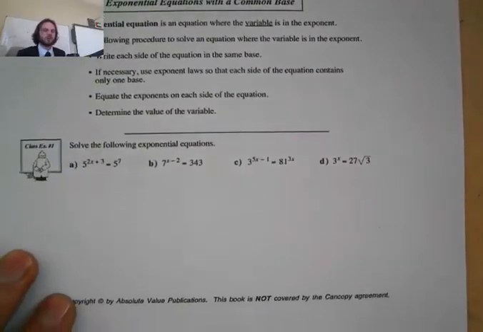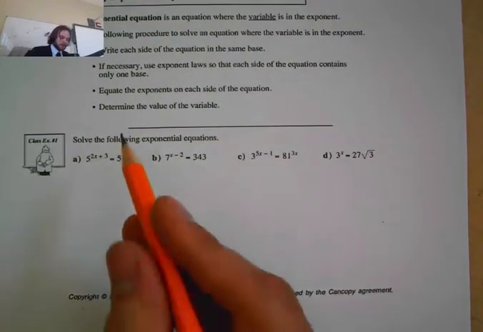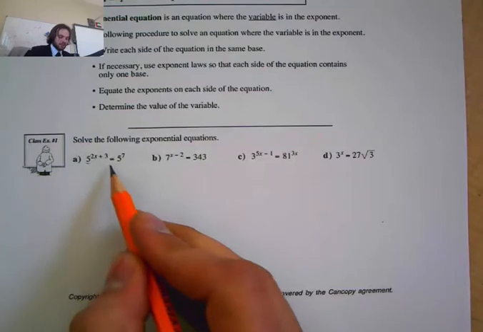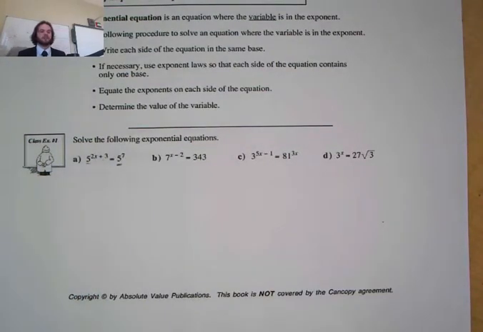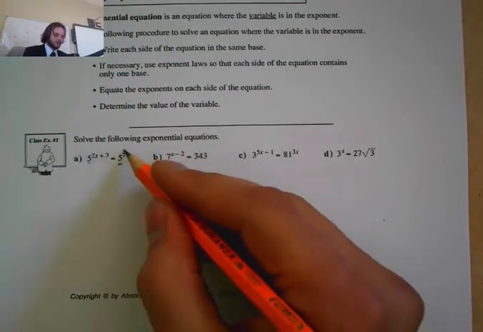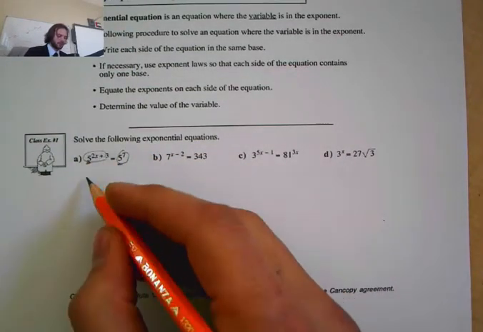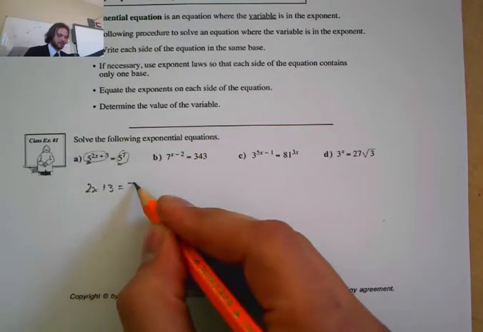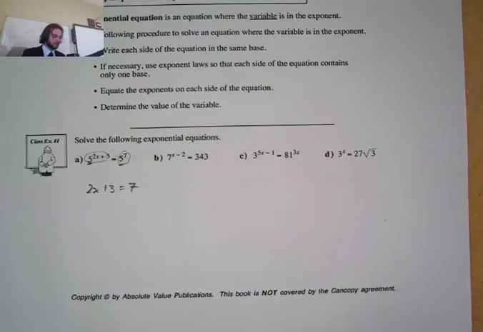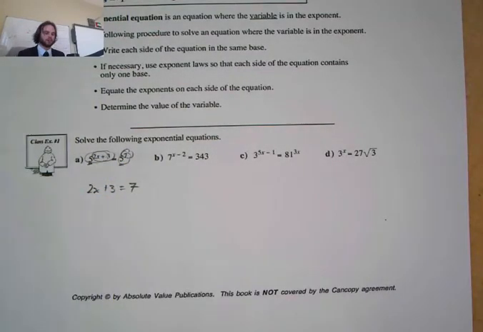So let's go here and practice some questions so we can get used to it. Here we have the same bases: 5 to the power of 2x plus 3 must equal 5 to the 7. Well, 5 to the 7 can only equal 5 to the 7. So we know 2x plus 3 must equal 7, because the bases are the same. Okay? So we just look at our exponents, they must equal each other.